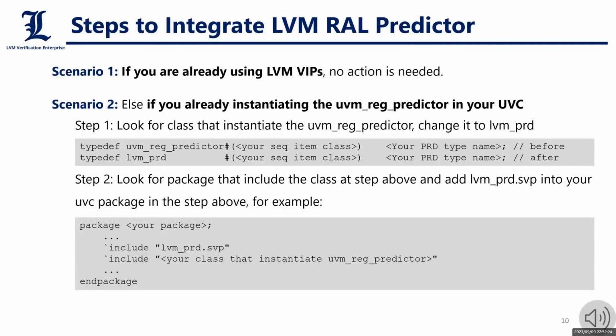Let's have a look at the steps to integrate this LVM predictor. In case you are already using our VIP, then it is already integrated. If not, you have a few quick steps to follow as shown here. If in your test bench you are already instantiating the UVM reg predictor in your UVC, then you can just touch up the code of the predictor instantiation part to our LVM predictor. After that, the package file that includes this class shall also include our source file.